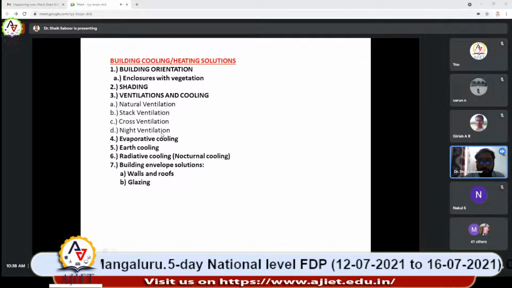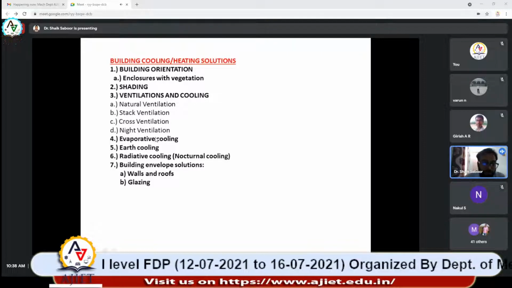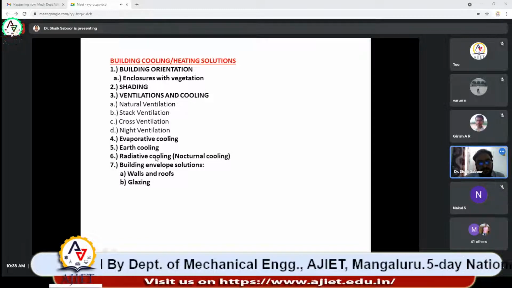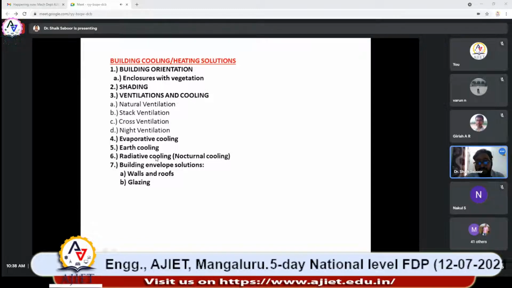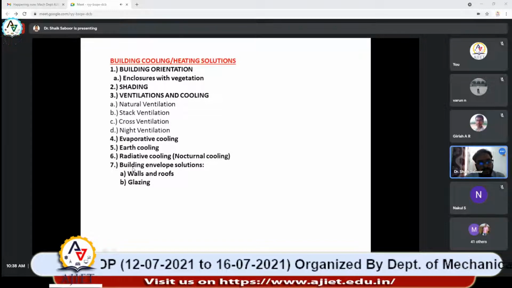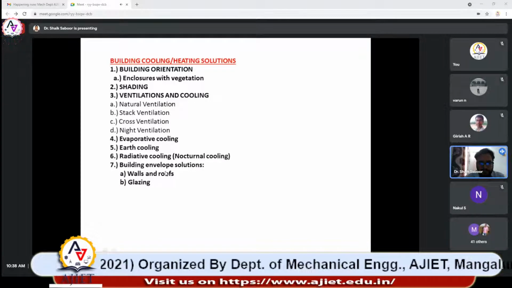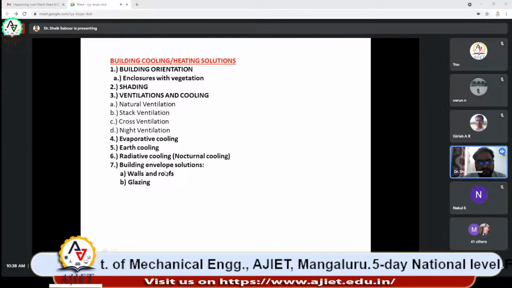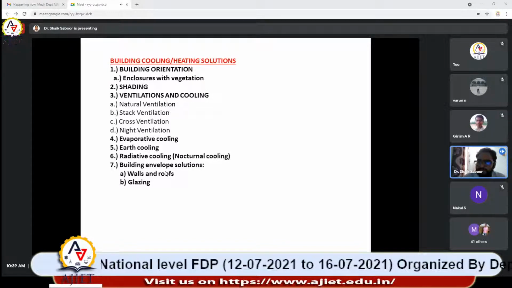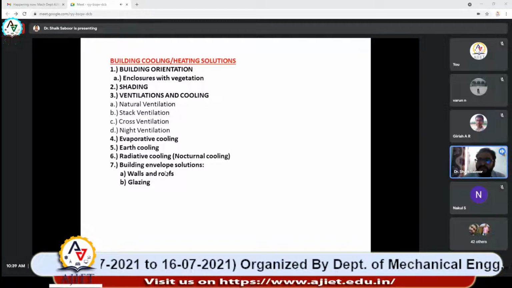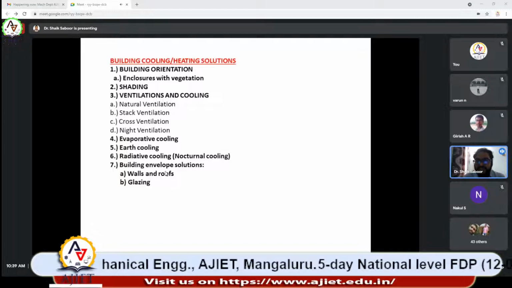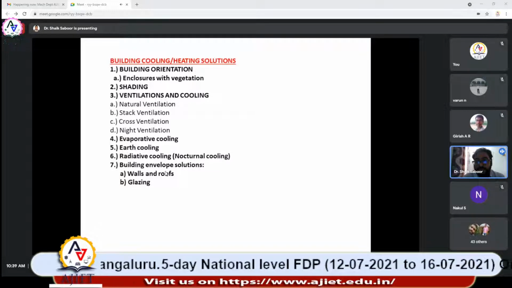Then evaporative cooling, how are we going to attain that? We also have some techniques concerned with earth cooling systems. We also have techniques with radiative cooling, including nocturnal cooling and radiative reflecting paints. And finally we have building envelope solutions. What kind of building envelope solutions can you suggest to have energy efficiency in buildings? What do you mean by energy efficiency in buildings? As I said earlier, we have to reduce air conditioning loads. If you are using an air conditioner, we should reduce the air conditioning load.